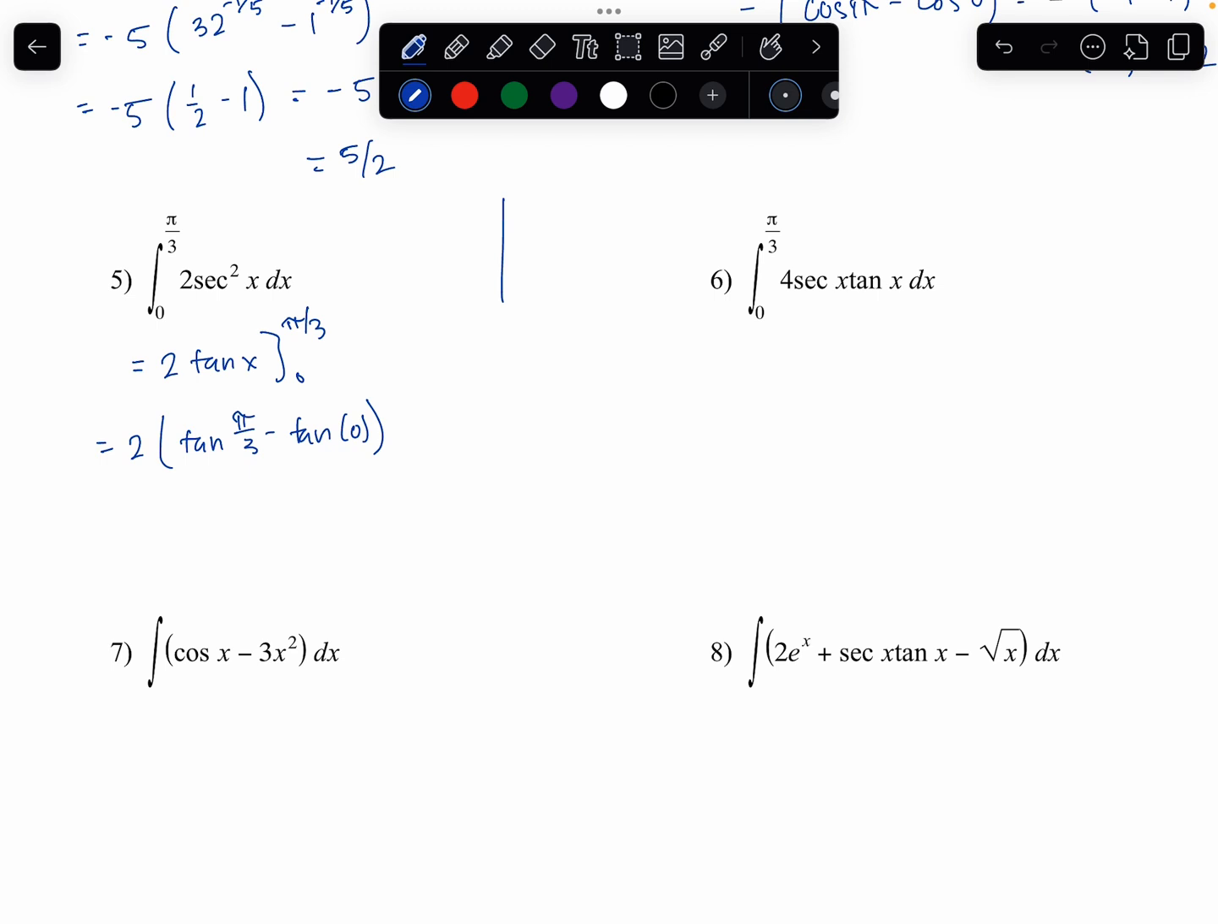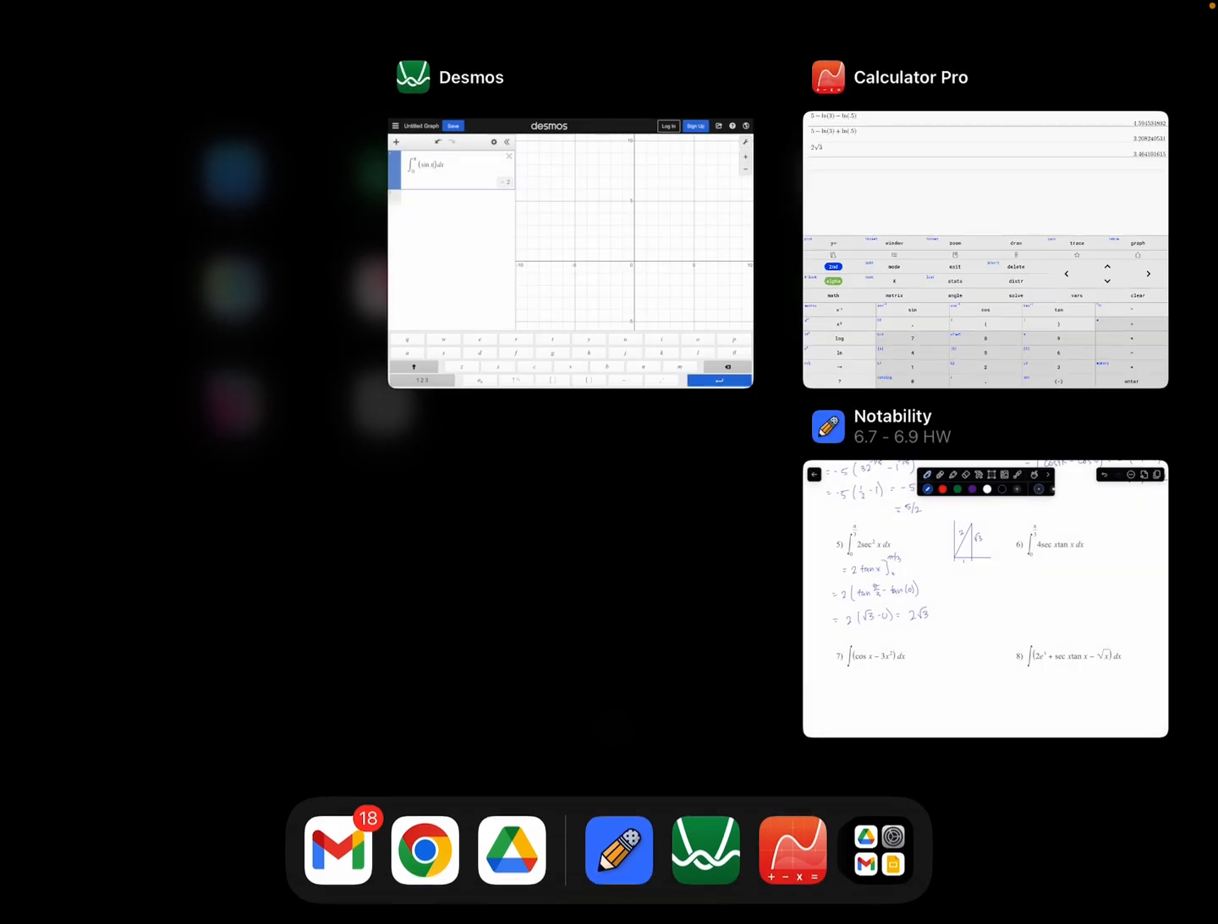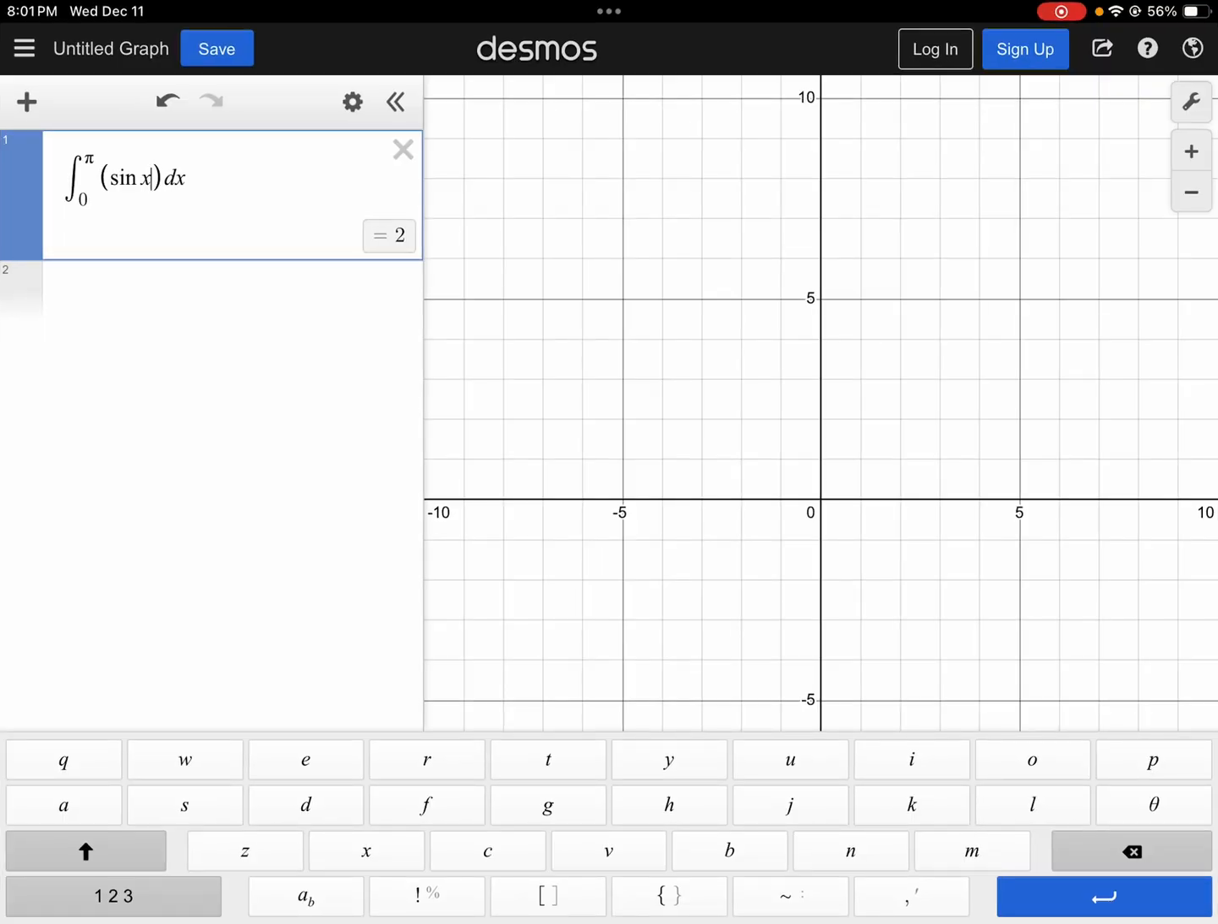Pi thirds, that's a 60-degree angle. So for 60 degrees we would have 1, 2, and root 3. And then tangent is opposite over adjacent, so this would be equal to root 3. And I'm pretty sure tangent of 0 is 0. And so this should just be 2 root 3. Let me check what 2 root 3 equals. 2 root 3 is 3.464.